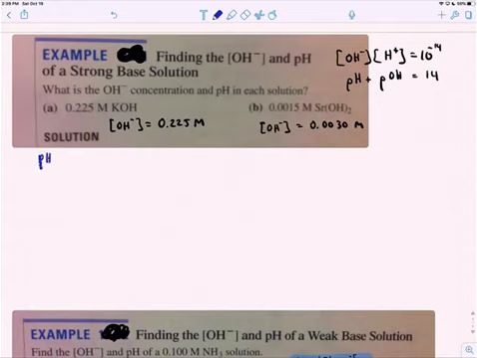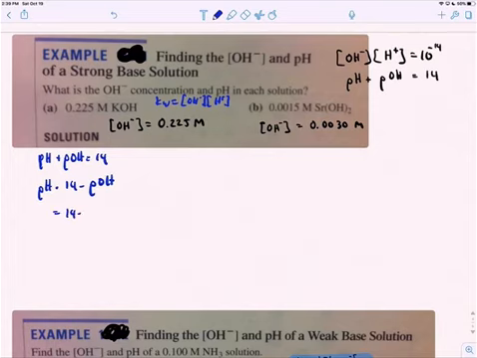So pH plus the pOH is 14, or pH is equal to 14 minus the pOH. I prefer to do it this way. You can also use the equilibrium method by the fact that Kw is the hydroxide times the hydrogen ion concentration. I don't like doing it that way. I like doing it this way better. So this is 14 minus a minus log of 0.225. And if you put that in your calculator, you get 13.35.